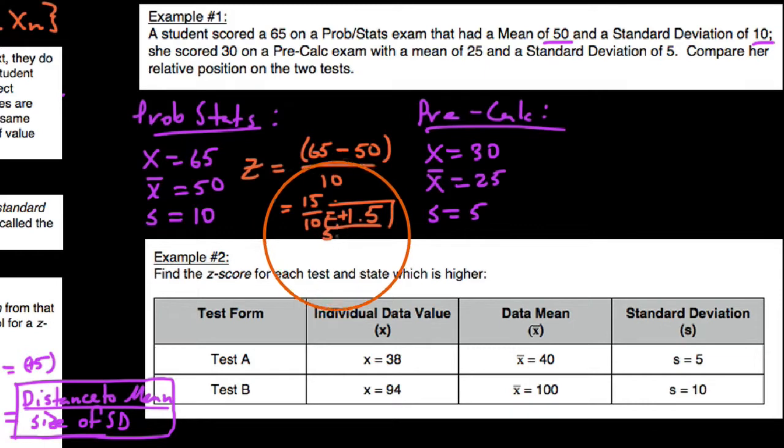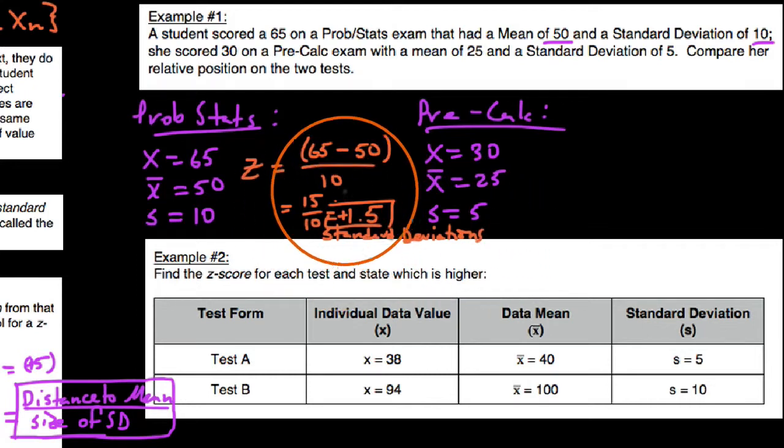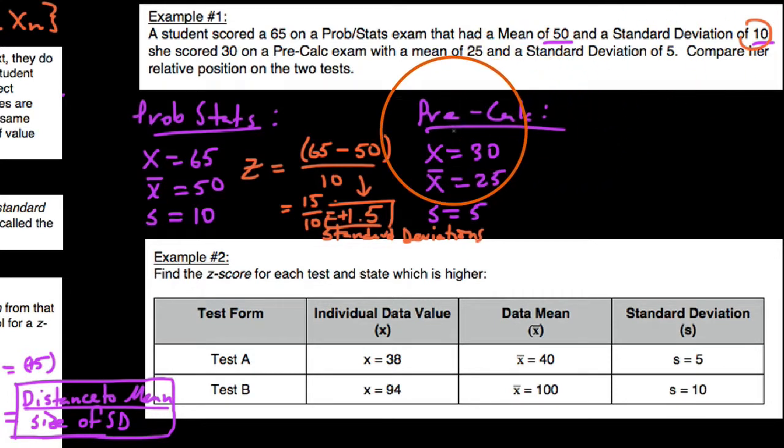So we should write this as standard deviations. So in other words, on this first test, yes, they scored 15 points above average as a raw difference, but in terms of how many standard deviations above average they were, 1.5 of these 10 unit length things above average, which is pretty good, I would say.